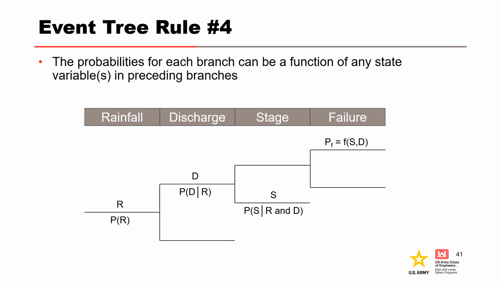Event tree rule number 4. The probabilities for a branch can be a function of any state variable in the preceding branches. In this example, failure is a function of both stage and discharge. Perhaps we are looking at a dam conduit where the outflow is large enough to overtop the training walls, and that leads to erosion and slope instability. Then the only way for slope instability to result in a breach is for the pool to be up and the slide to be large enough to lower the dam crest below the pool. So failure in that instance would be a function of both stage and discharge.